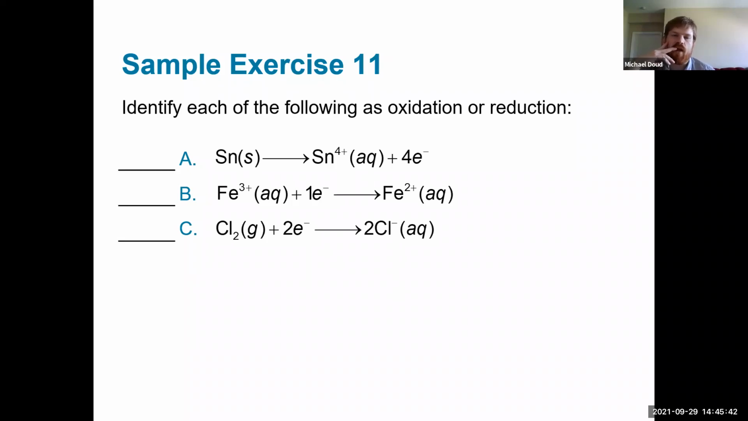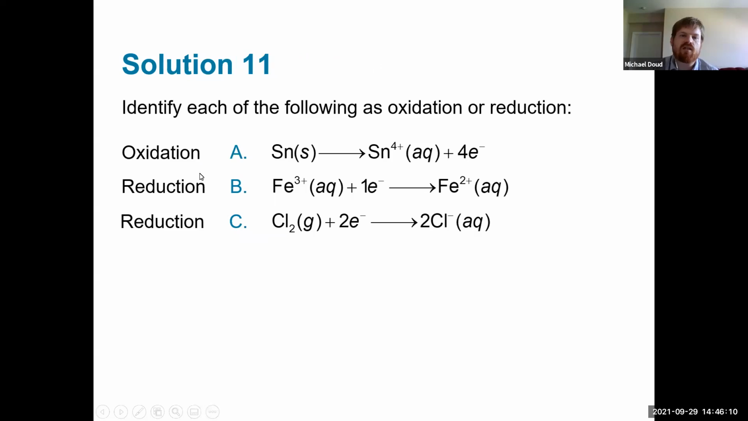Okay, I'm going to assume that you're back now. The really easy shorthand is that if you have an electron as a product, whatever you're looking at was oxidized. In other words, this tin lost 4 electrons, so tin got oxidized. Likewise, if an electron is the reactant, then you have a reduction. This iron(III) ion gained 1 electron, so it became the iron(II) ion. So it gained electrons, so it was reduced. So oxidation, reduction, and reduction are our answers here.